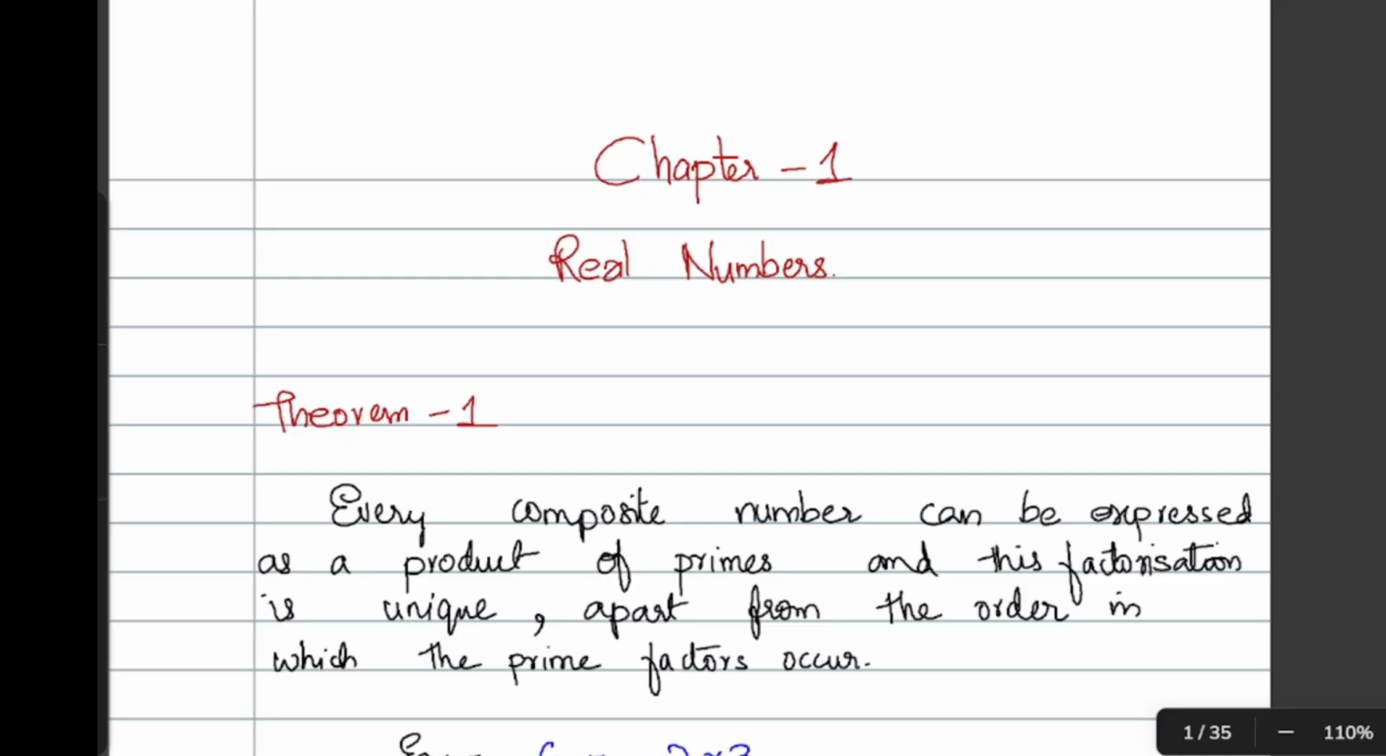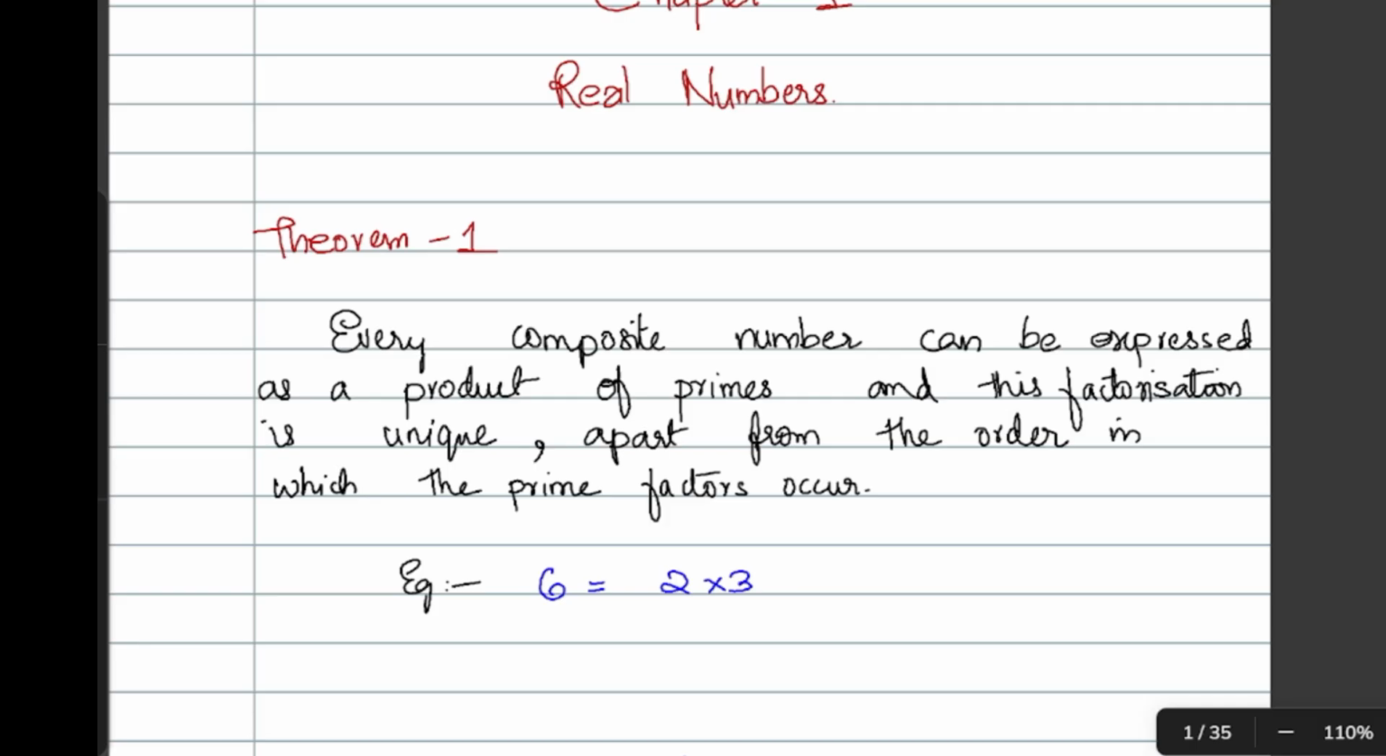So today we are going to start with chapter 1, real numbers. While learning that, you should know what you mean by a composite number and prime numbers. Okay, so what do you mean by a composite number?